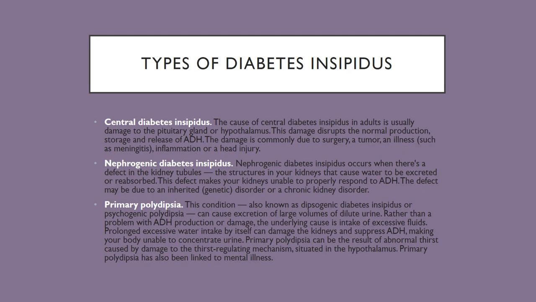So, types of diabetes insipidus. There's central diabetes insipidus. The cause in adults is usually damage to the pituitary gland or the hypothalamus. This damage disrupts the normal production, storage, and release of ADH. The damage is commonly due to surgery, a tumor, or illness such as meningitis, inflammation, or head injury.